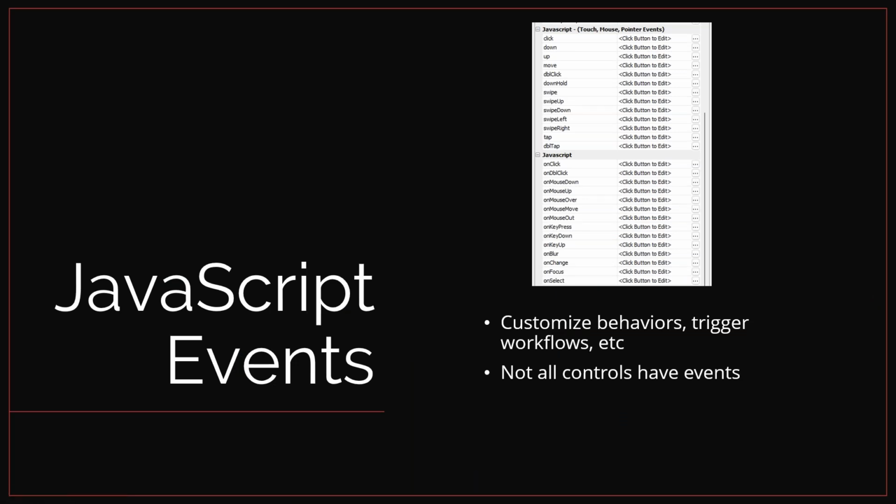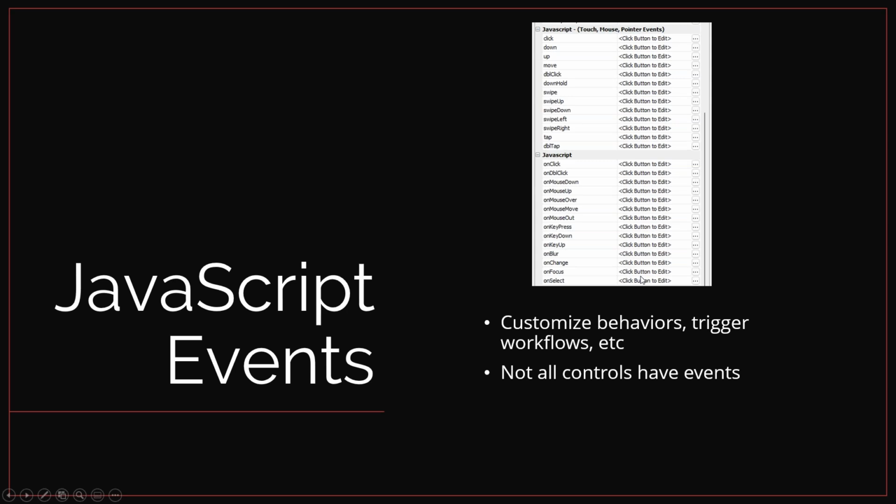JavaScript events is something I'm sure everyone's going to want to use eventually. This is how you add behaviors, trigger workflows, perform actions like saving your data when someone clicks a button, or navigating to a new page if someone taps on a control. But you can do so much more with it. You can dynamically compute other values or update controls, show hide controls, all sorts of stuff when something is clicked or changed, or if somebody mouses over something or presses a specific key on the keyboard. There's all sorts of different things you can do with JavaScript events.